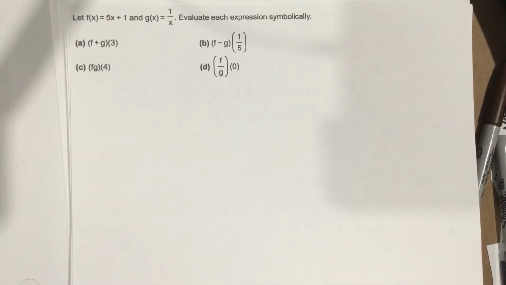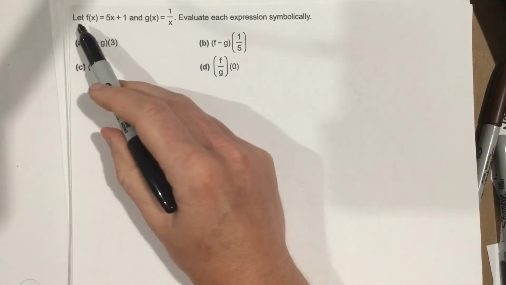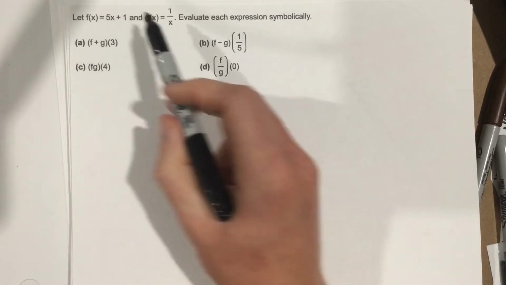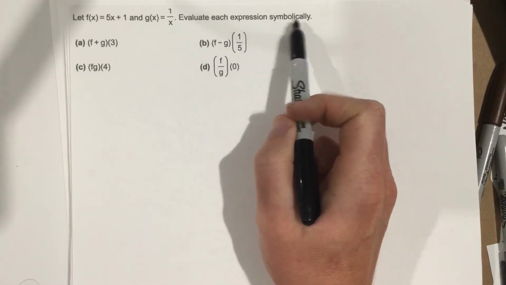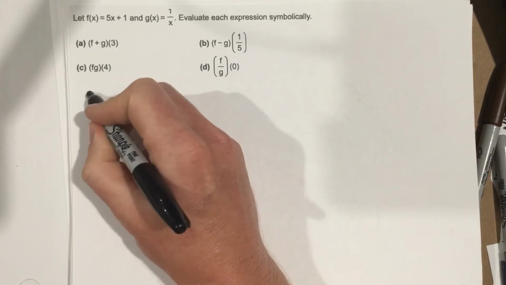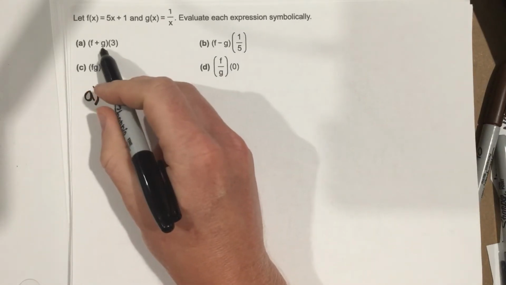This is problem number 2 from section 5.1. It says let f of x equal 5x plus 1 and g of x equal 1 over x. Evaluate each expression symbolically. So part A, they want us to do f plus g of 3.